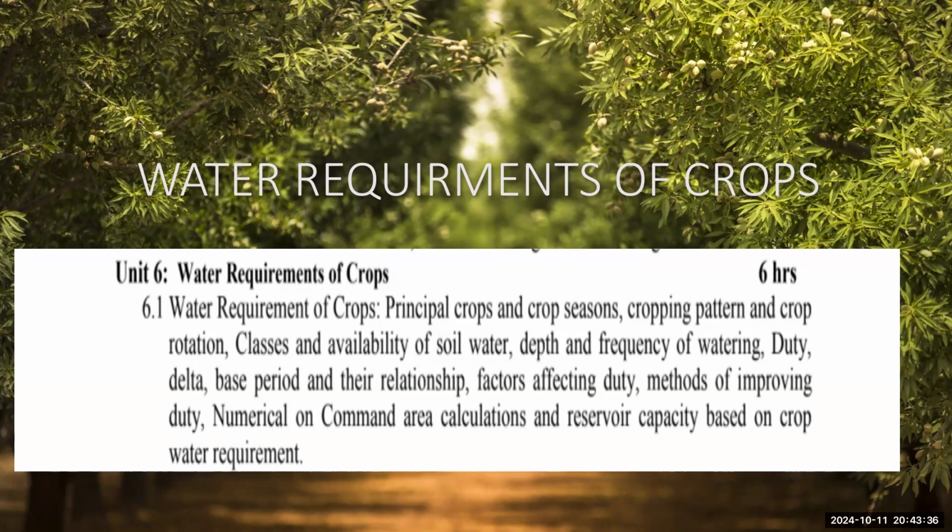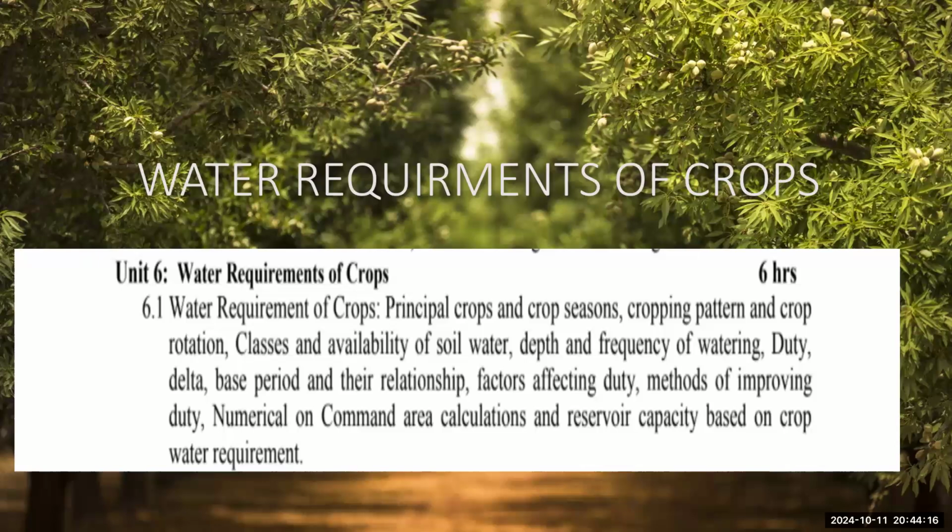Then next is the classes and availability of soil water. When the rainfall takes place, that water is absorbed in the soil. So what happens with this water? That we are going to discuss. Based on the study of soil water, it is possible to find out what should be the depth of water applied for a particular crop, and what should be the frequency of watering, how many times watering is essential for a particular crop. So that calculation is possible from the study of classes and availability of soil.